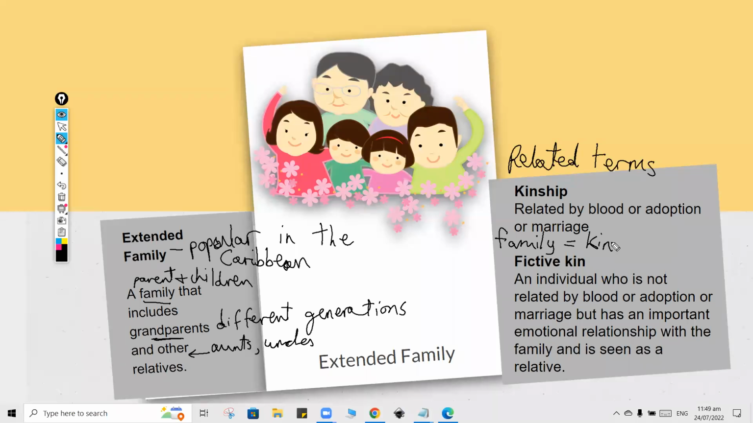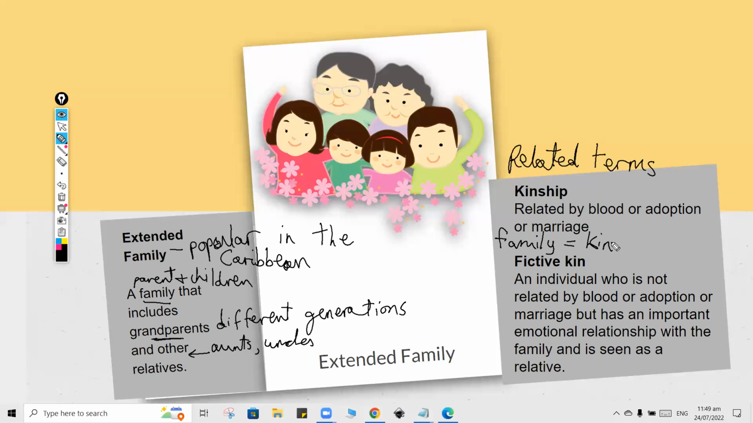Now, the next thing is fictive kin, because you know in Trinidad, we like to call everybody auntie and uncle, or sometimes moms, or sometimes tanty. So fictive kin, you have somebody who is not related to you by blood or by adoption or by marriage, like your neighbor, let's say, but you grew up with the person.